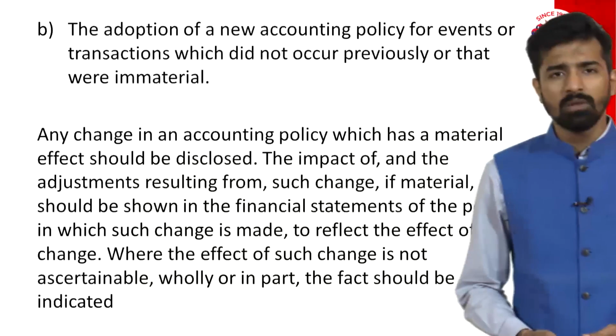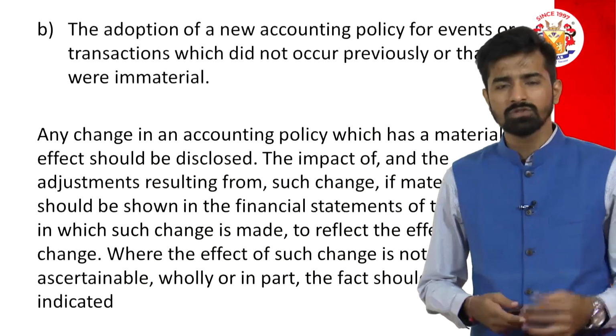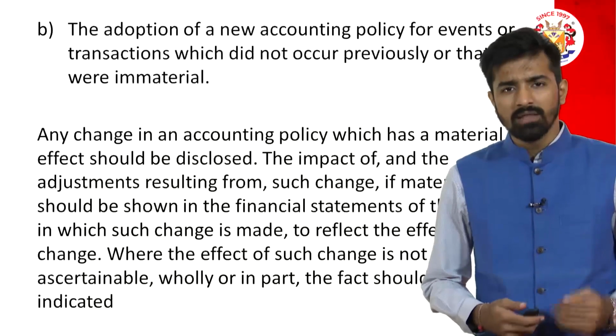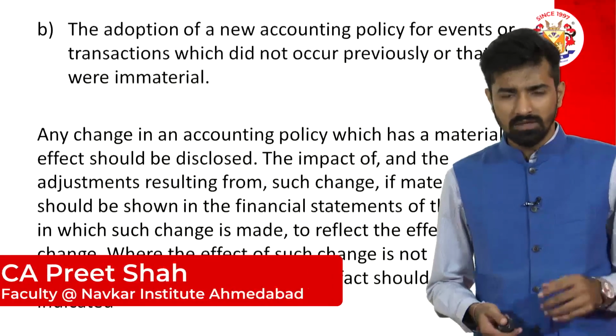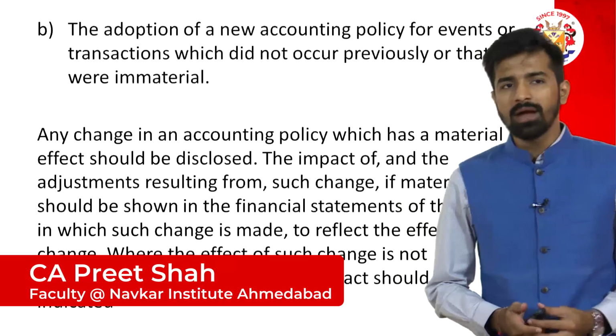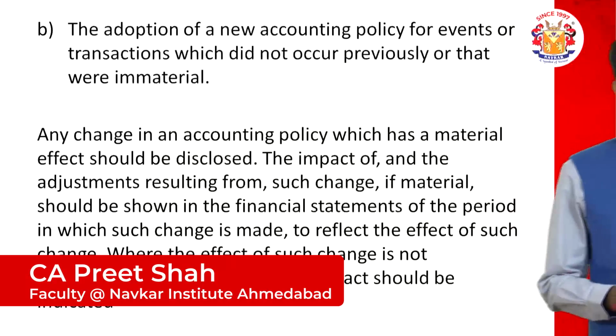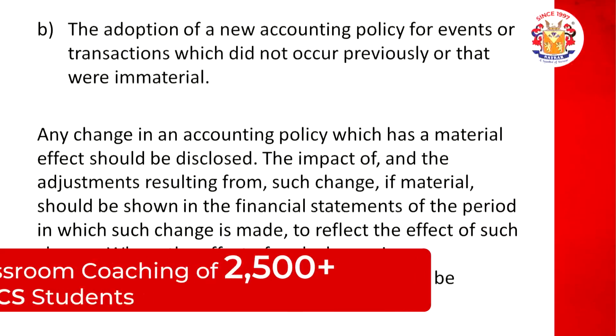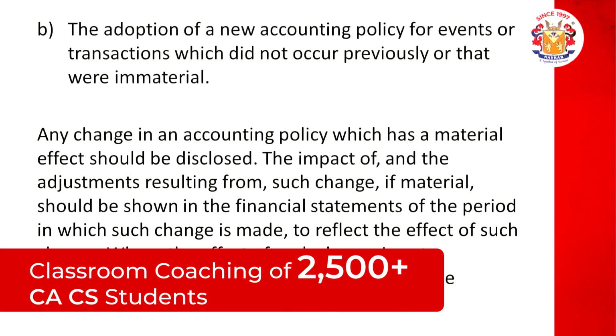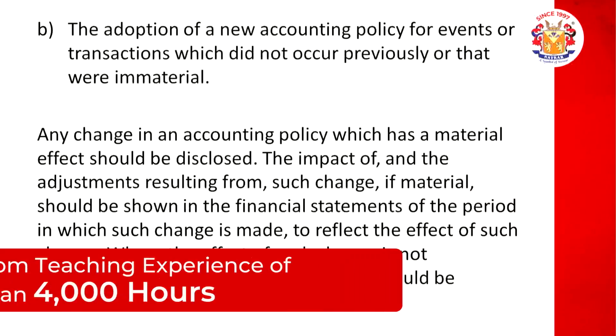See, any change in accounting policy which has a material effect should be disclosed, which we discussed earlier. If it has a material effect, we should disclose it. If it is not, that's okay to ignore it. The impact and the adjustment resulting from such change, if material, should be shown in the financial statements of the period in which such change is made to reflect the effect of such change. Where the effect of such change is not ascertainable wholly or in part, the fact should be disclosed.